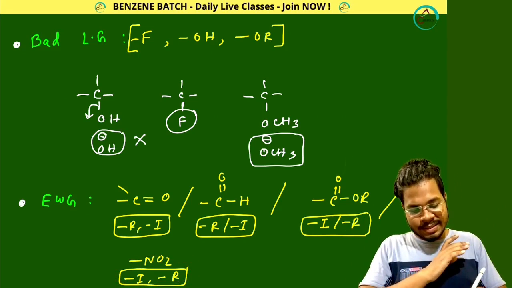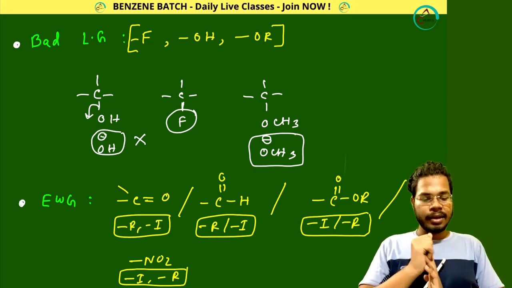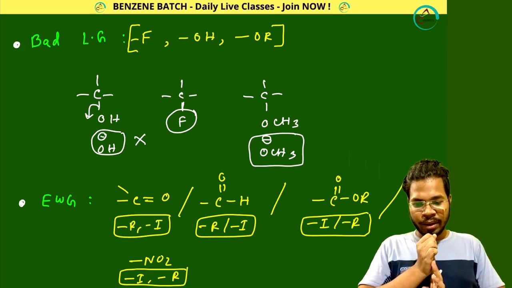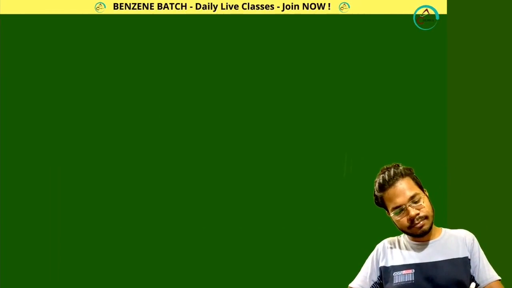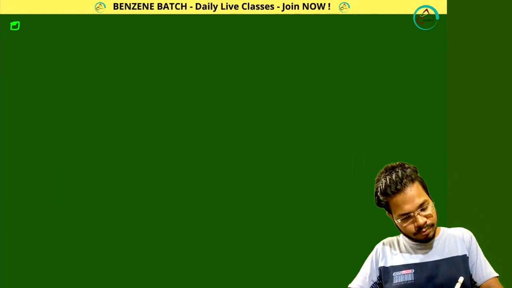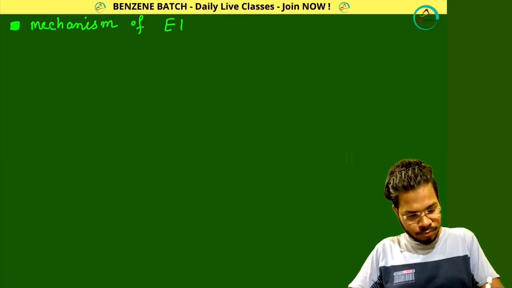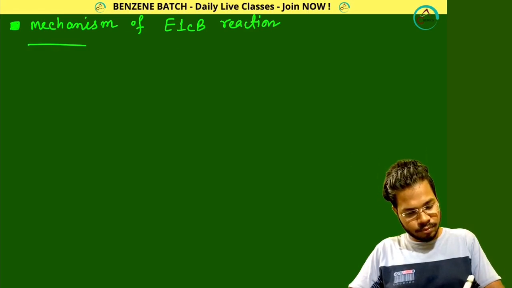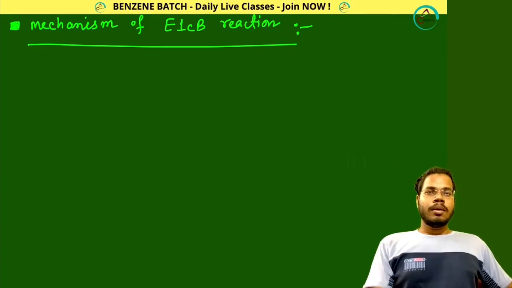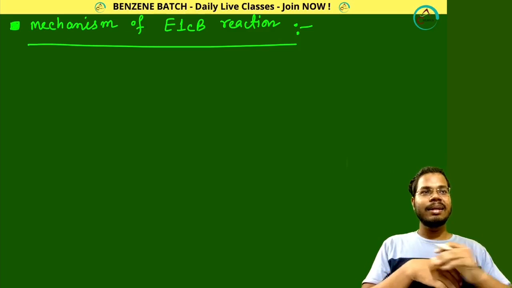So now guys, tell me, is that clear till now? Whatever I have taught you, is everything clear? Because now I am going to give you the mechanism, how you would get the product. Is that clear? I need a comment from you. Is that clear or not?